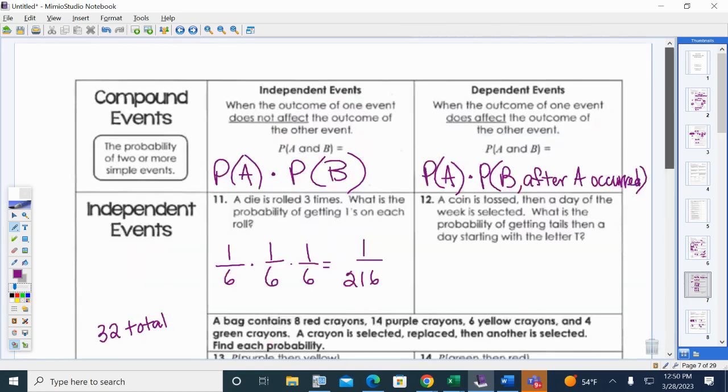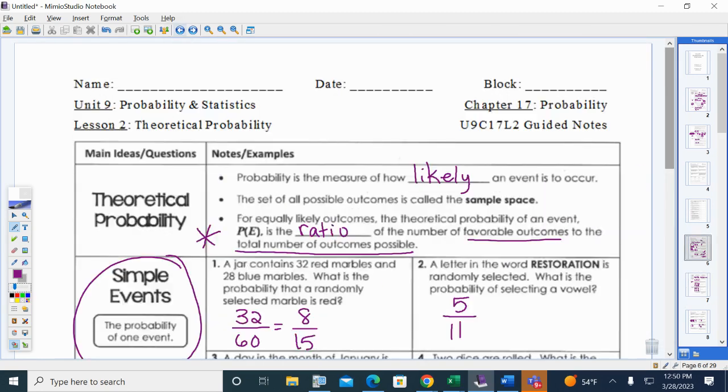So there is your basic, very basic probability, theoretical probability for lesson number 2.